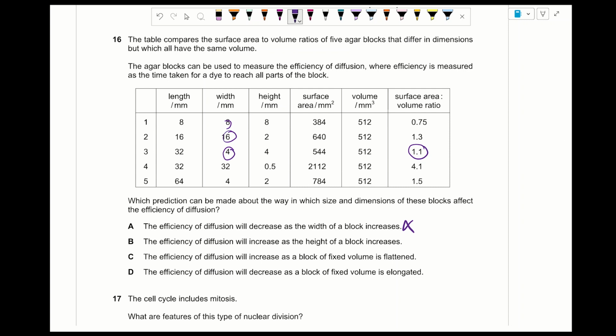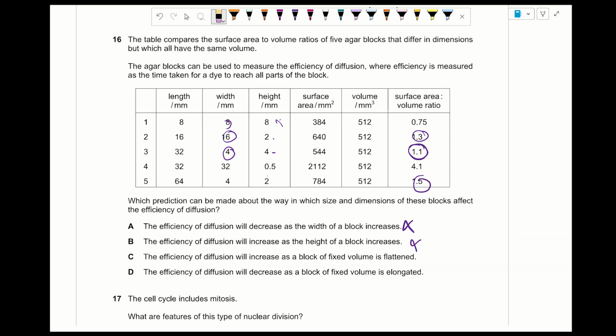Now, for B, the efficiency of diffusion will increase as the height of a block increases. Now, first of all, I forgot to identify a term. The efficiency of diffusion is the best when the surface area to volume ratio is the highest. Now, let's see again. The greatest height is 8. Now, surface area to volume ratio is the lowest, which is not a good sign. Now, if we move on to 4, it increases again. And then 2, it increases, which is incorrect since the same heights have 1.3 and 1.5. So this is not absolute and this is incorrect.